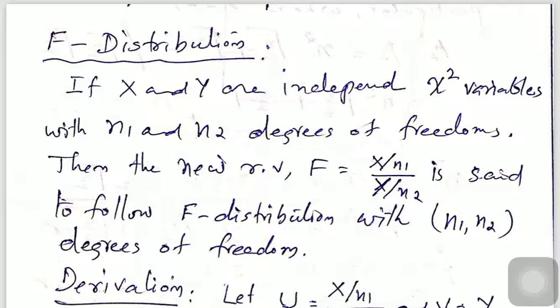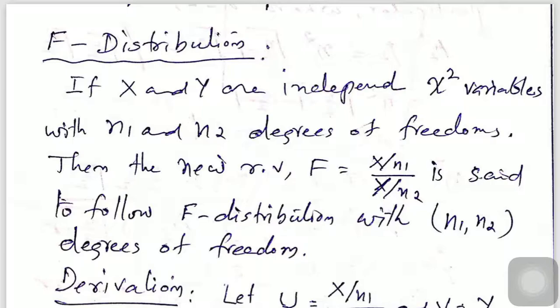We shall now discuss the third distribution in the category of special distributions. We have so far discussed chi-square distribution and F distribution. F distribution is a distribution of the ratio of two chi-square variables which are respectively divided by their degrees of freedom.